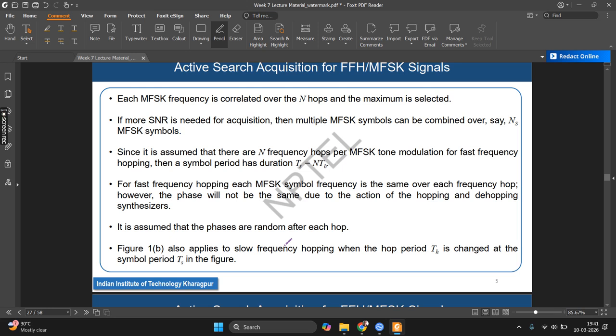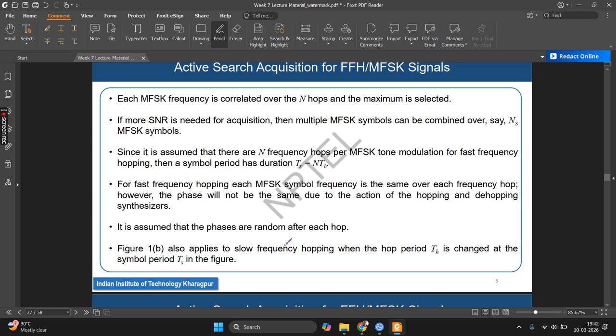If more SNR is needed for acquisition, then multiple MFSK symbols can be accumulated together in a sequence. Since it is assumed that there are n frequency hops per MFSK tone, the modulation for fast frequency hopping, a symbol period has a duration of n hops. So there are n hops in one tone, so the tone duration will of course be n times the hop duration.